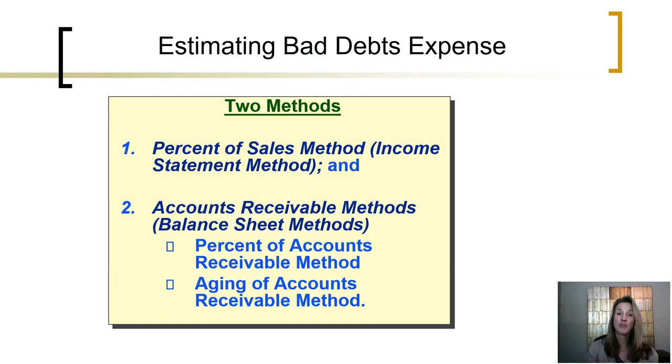In order to come up with the amount of bad debt expense that is recorded each year, there are two methods that generally accepted accounting principles allow companies to choose from. The first of those methods is the percent of sales method, also known as the income statement method, and the other is the accounts receivable methods, often thought of as the balance sheet methods, and we will look at those in subsequent videos.